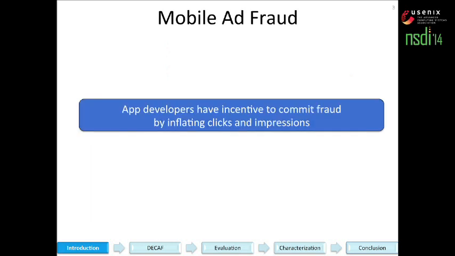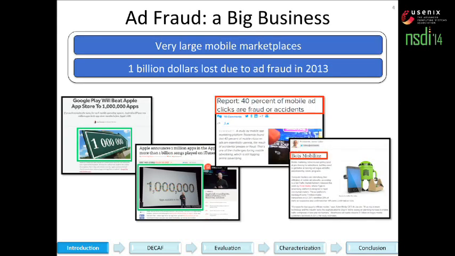Therefore, in this setting, developers of free apps have an incentive to commit ad fraud. For example, they can change the way an ad is displayed in order to increase the possibility of a user accidentally clicking an ad. In general, ad fraud costs the ad network a lot of money.